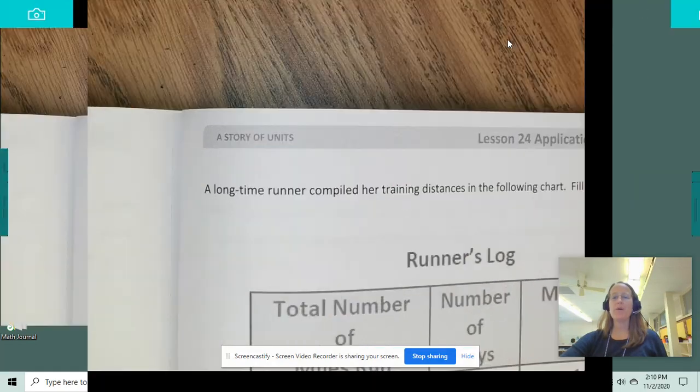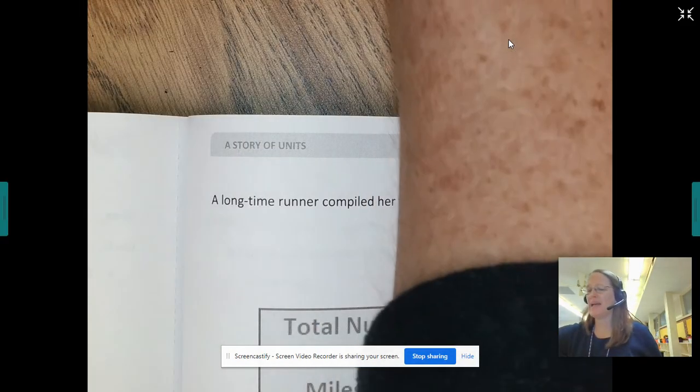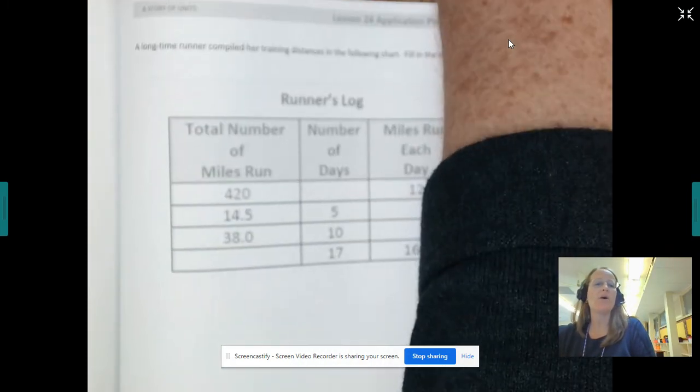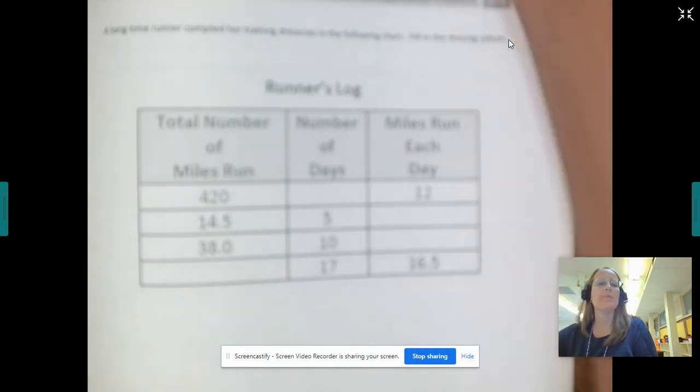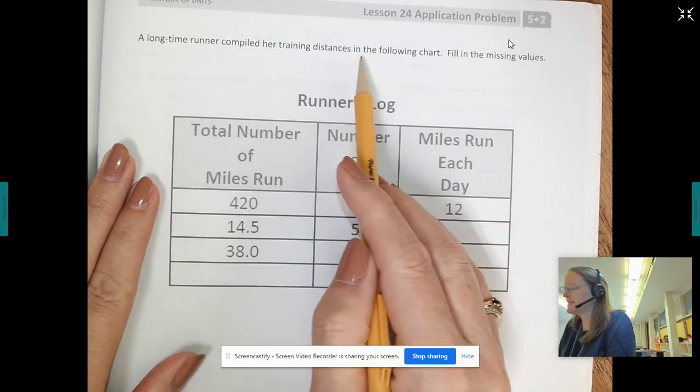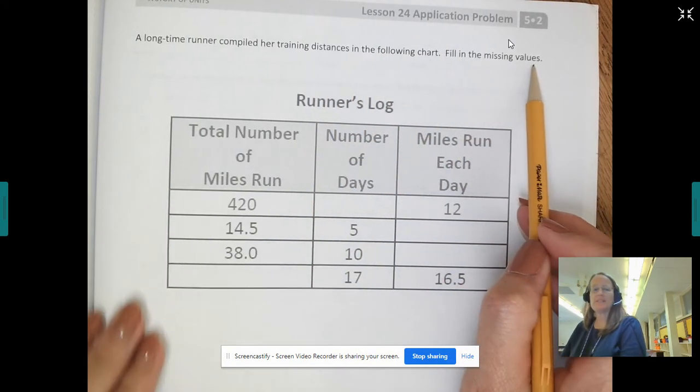So I am on page 281 in my Learn book. We're going to look at the application problem. A longtime runner compiled her training distances in the following chart. Fill in the missing values.